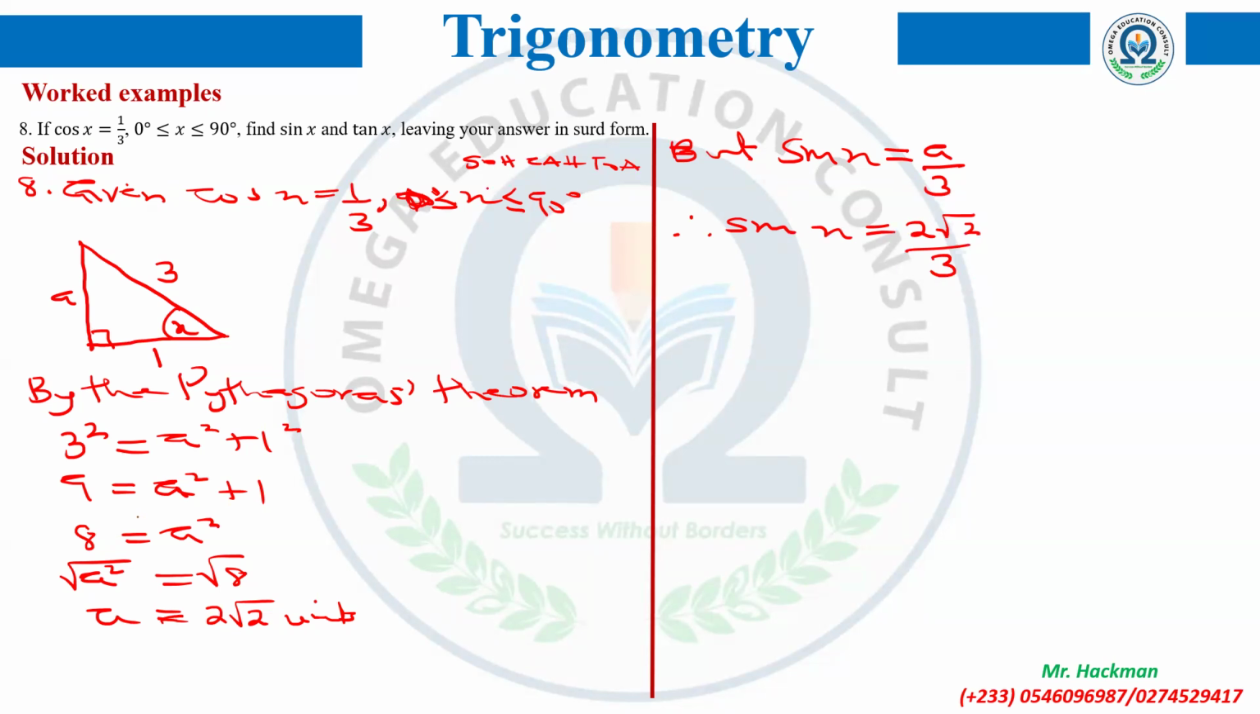And remember, in this question, we should have underlined surd form. So if you approximate, you are doomed. You will not be considered at all. No mercy, because we said you should leave your answer in surd form. Is that clear?